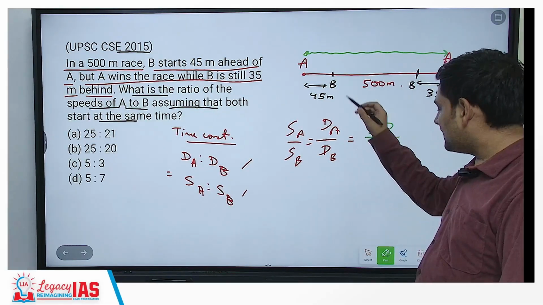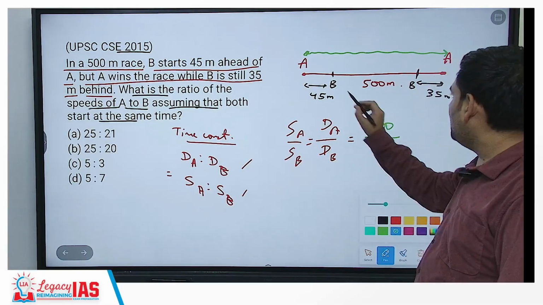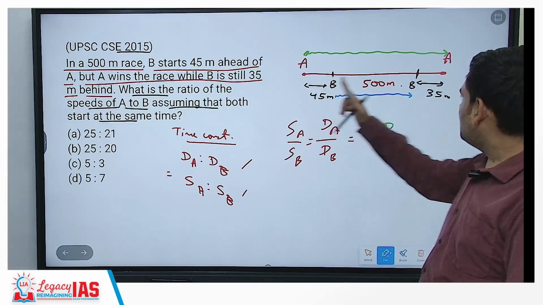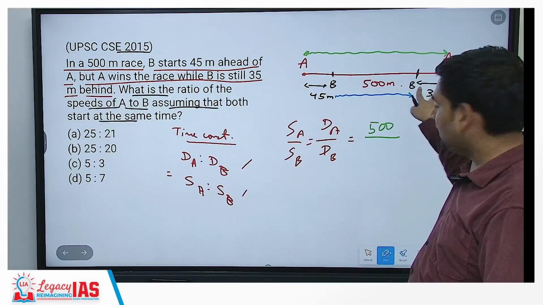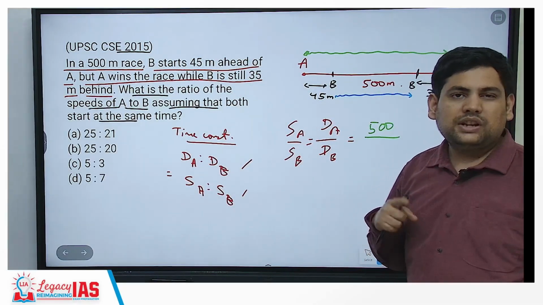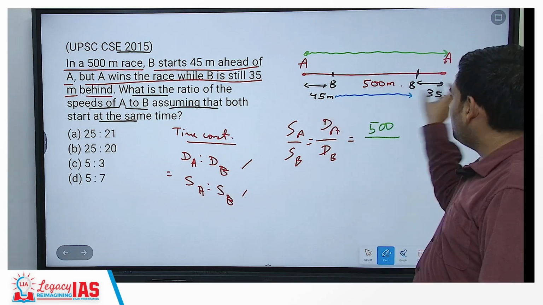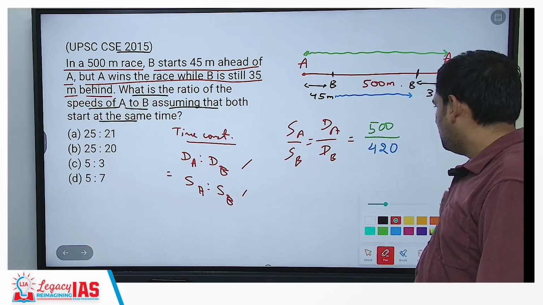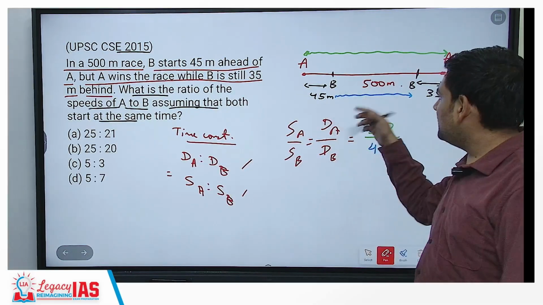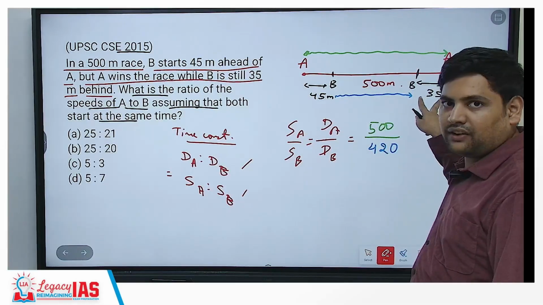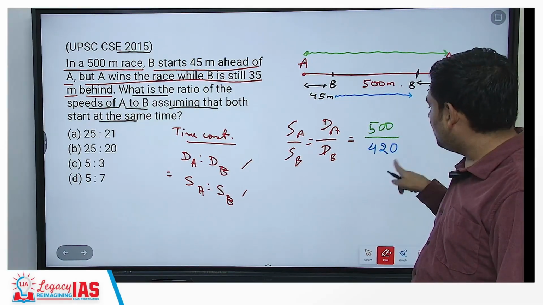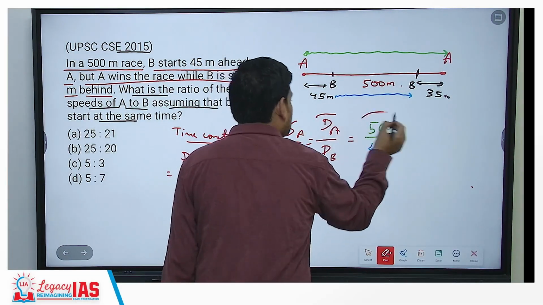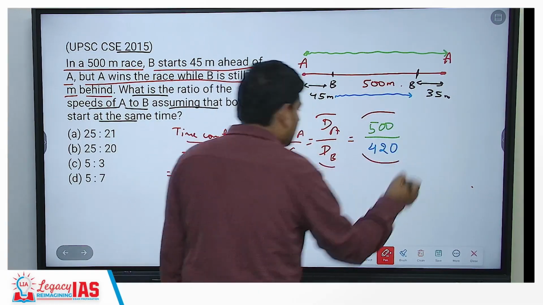Now, what is the distance covered by B? So it starts from here. Now it goes till here only. How much distance? So this is 500 minus 45 and minus 35. 45 plus 35 is 80. So 500 minus 80, that means 420. Understood? So 80 meters I subtracted, this 45 and this 35, and I got 420 meters. That means in the time that A travels 500 meters, B only travels 420 meters.